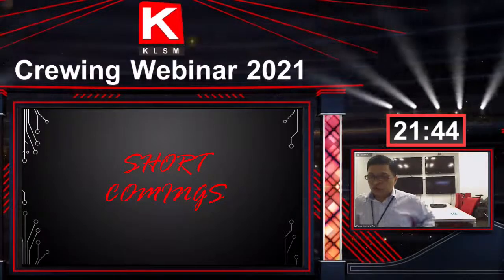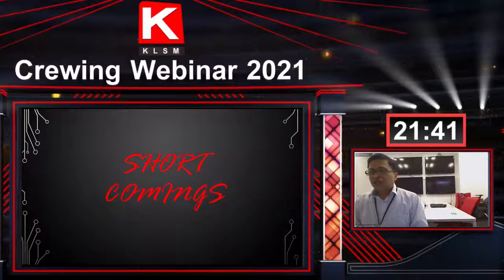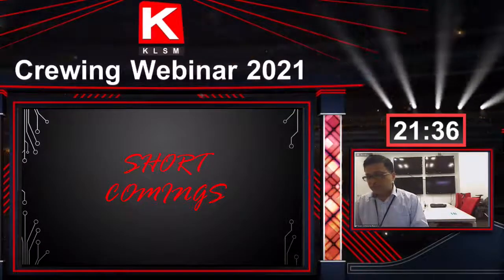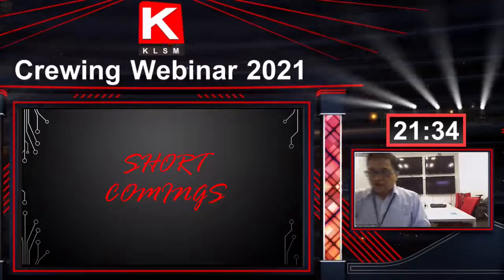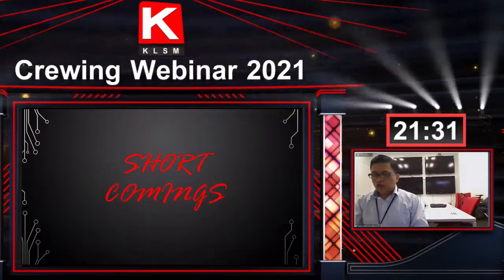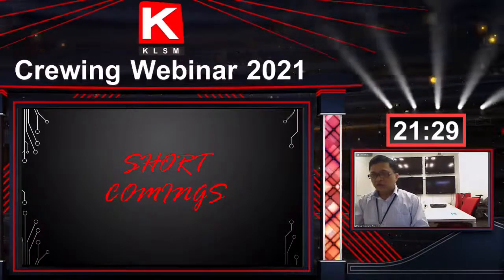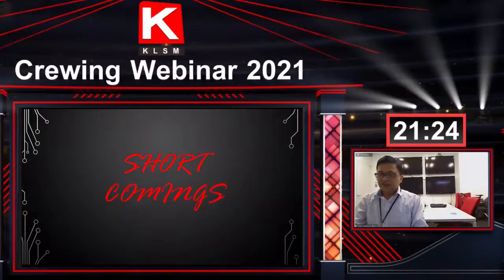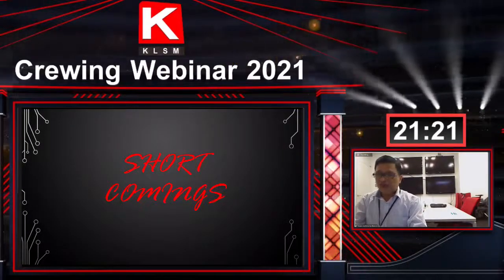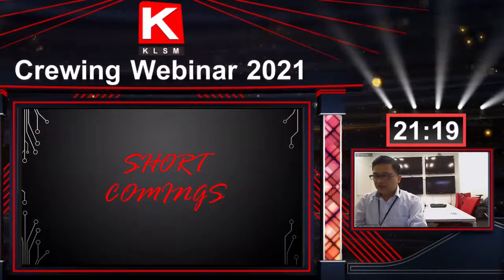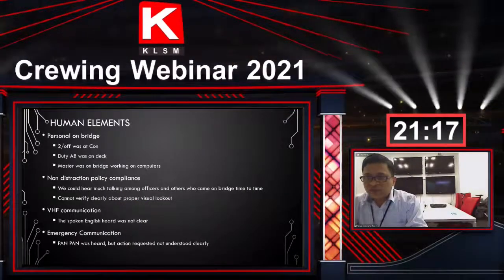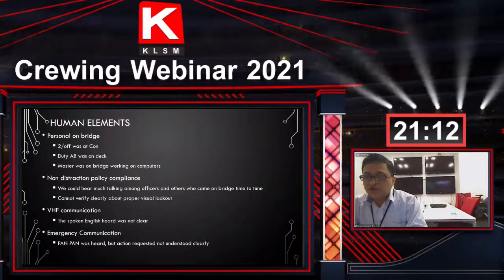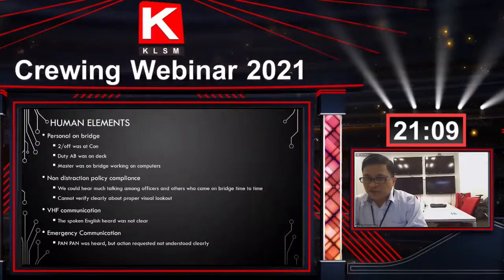For this session, we would like to talk about the shortcomings which we noticed, because we carried out an investigation through VDR analysis and also interviews of the people. I would like to discuss the shortcomings we noticed, so that improvement can be done and we don't face such a situation in the future. Discussing the human elements, the first thing I would like to mention is that at that point of time on the bridge, the second officer was at the con.